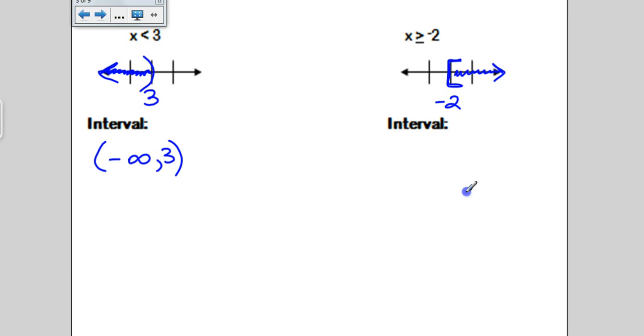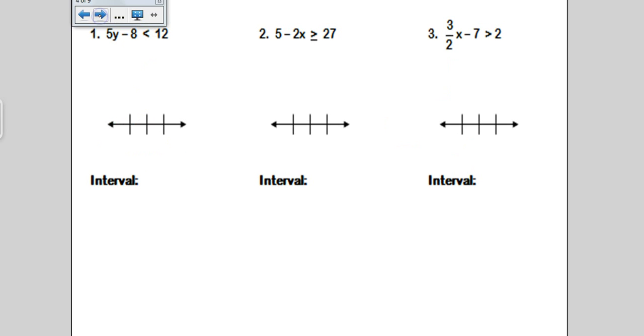Now when I'm trying to write the solution interval for the next example, it starts at negative 2 because that's the smallest value that will work. And notice I put a bracket on negative 2. Well, I'd have to list out every single number all the way up to as big as the world will let me. So instead of listing them out, I'm just going to write positive infinity. Again, infinity always has a parenthesis on it because you can't actually ever land on infinity. So that's how we write the solutions.